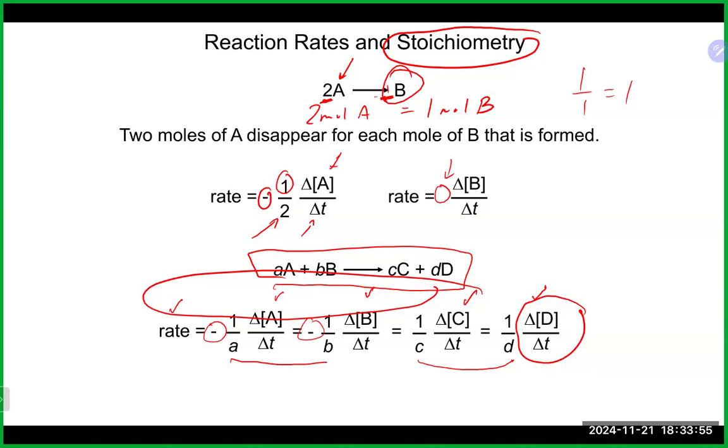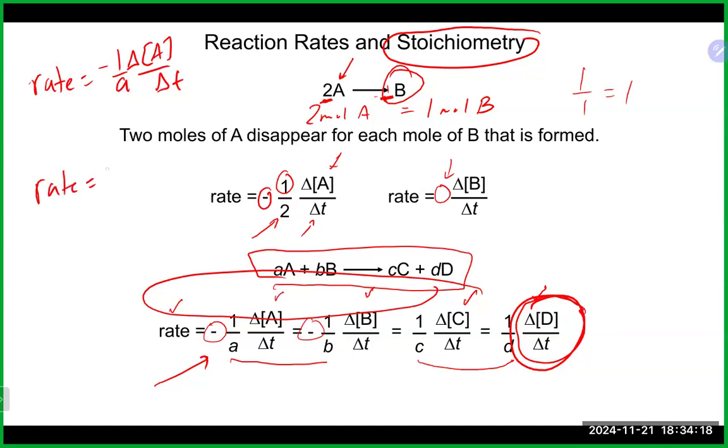Do you have to use it all together like that? You don't. You could just take the 2 things you're interested in. Let's just say we knew something about D, but we want to know something about A. So we could just break that off into the rate is equal to minus 1 over A, the change in the concentration of A over the change in time. We could write a rate expression for our product, which is the rate is equal to 1 over D, the change in the concentration of D over the change in time.